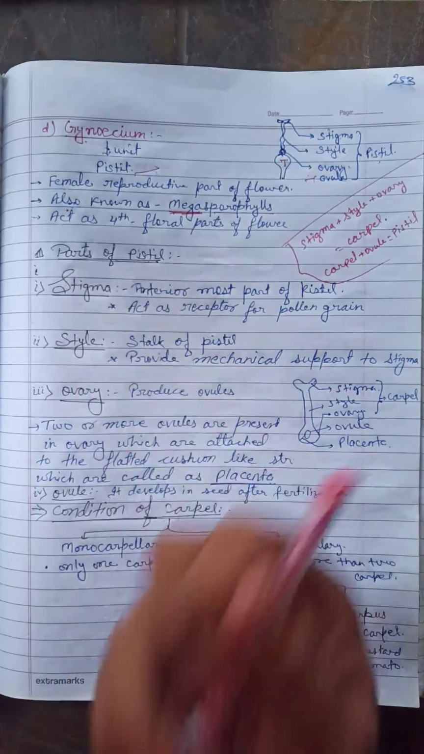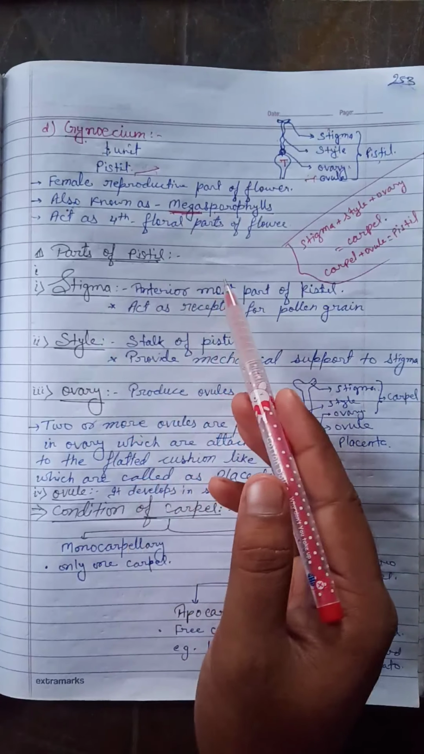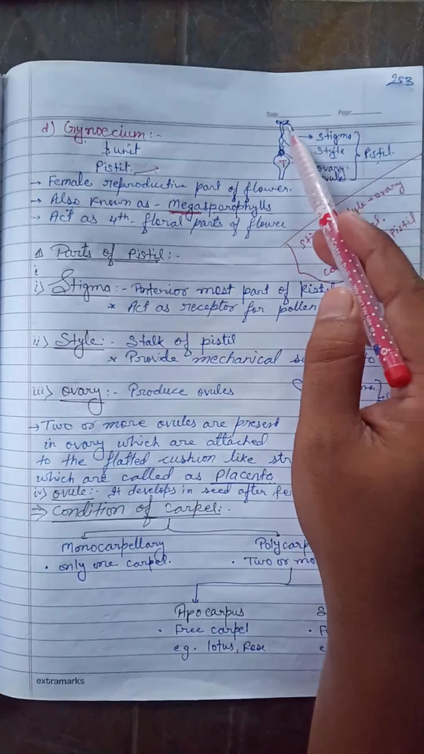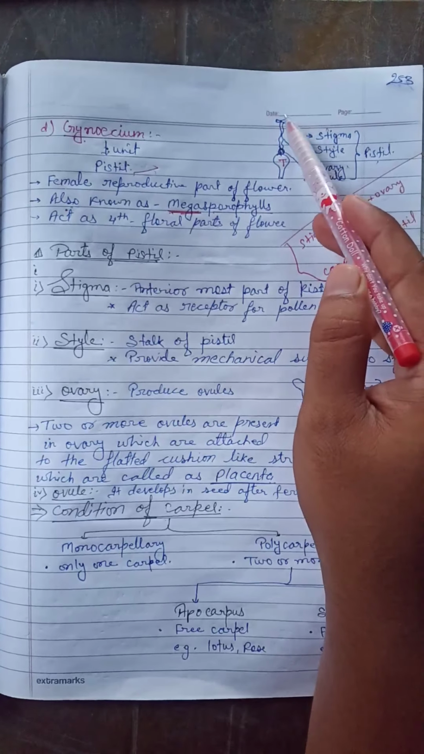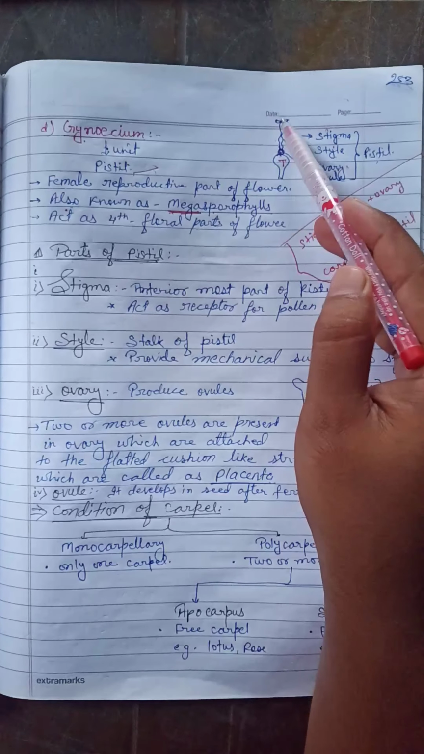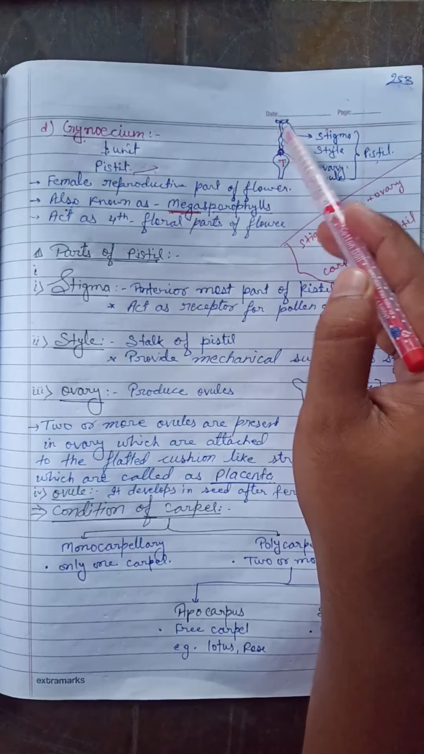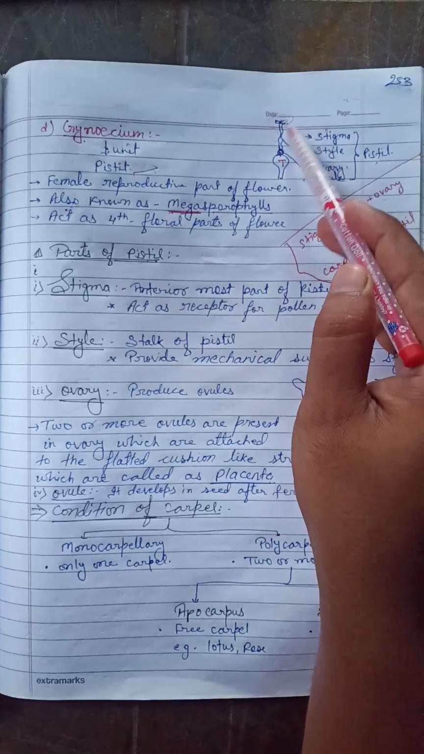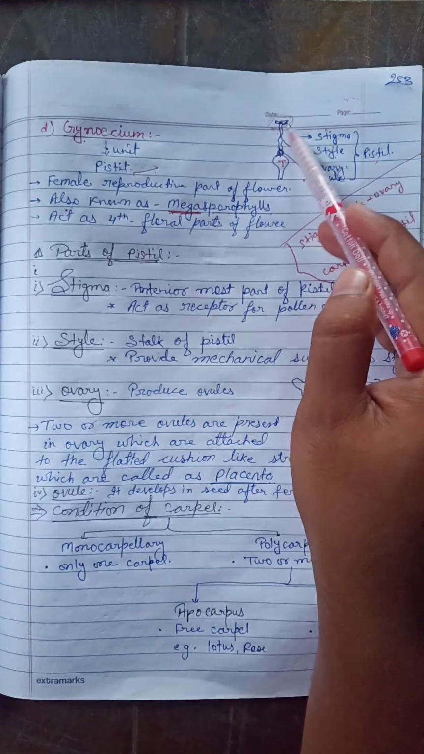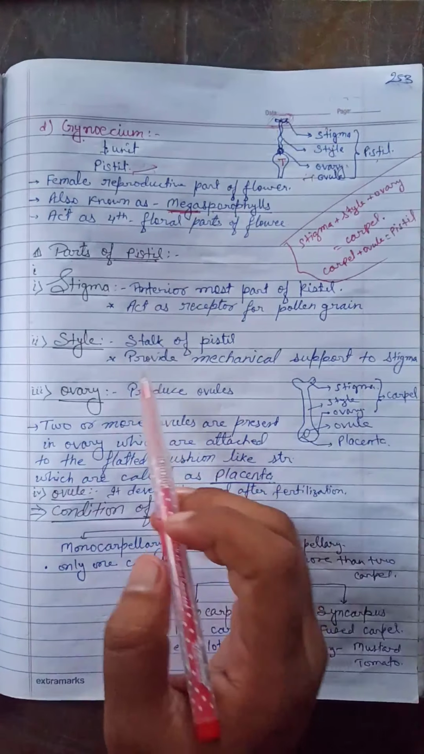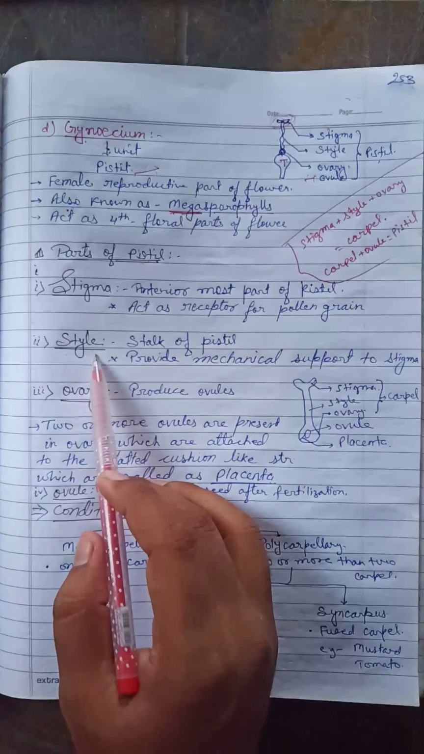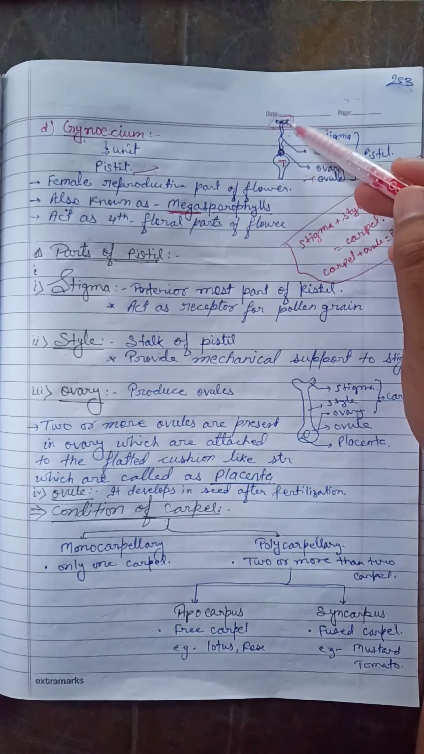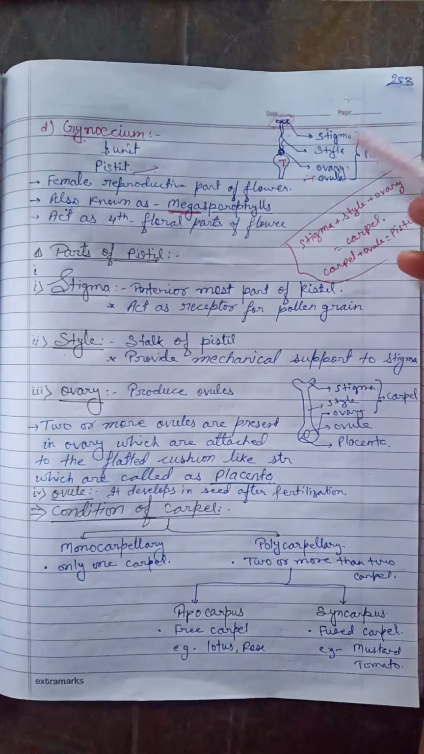Parts of the pistil or carpel. The three most important parts are stigma, style and ovary. Stigma is the outermost part, which is the receptor for the pollen grain, because this is the female reproductive part and pollen grain is always collected here. Now style is also a stalk of the pistil and it provides mechanical support to the stigma.